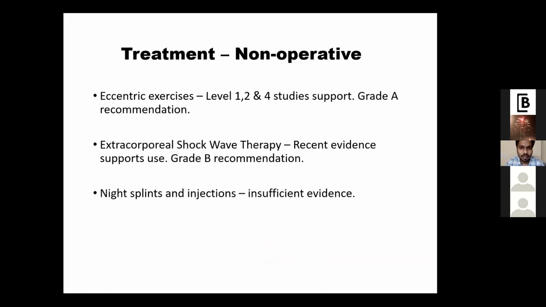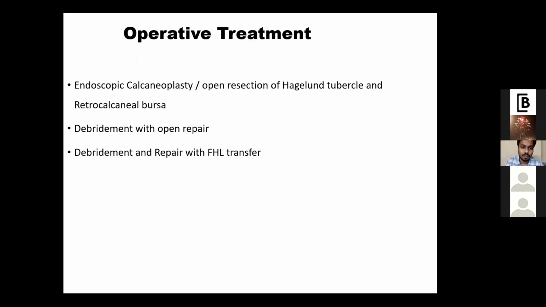Treatment can be broadly summarized into non-operative and operative. I'll briefly touch upon the non-operative treatment protocol. We can have eccentric exercises. This has the highest recommendation amongst all non-operative management. Usually it is reserved for grade 1 disorders. The next therapy includes extracorporeal shockwave therapy. There is a recent accumulation of evidence which supports its use, but the recommendation is still grade B, not grade A. Some people still do use night splints, and there are some biological injections that are being used. There is insufficient evidence, nothing to tell us that this really works.